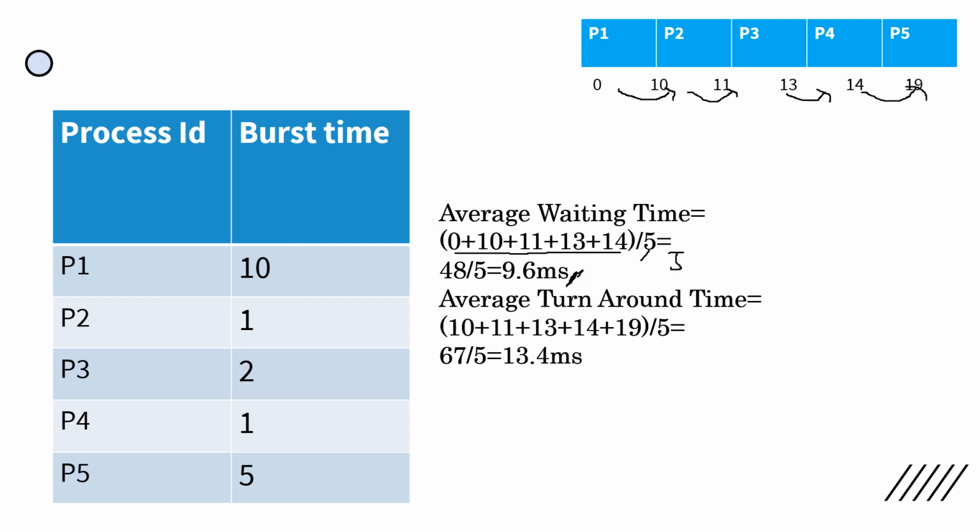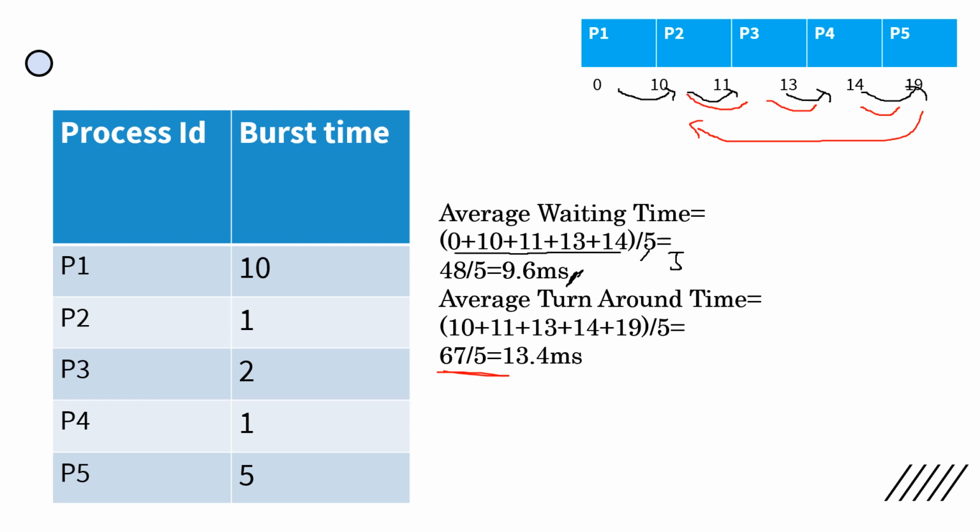The same for the turnaround time. For turnaround time, we are considering the P1 value as 10. So 10 plus 11 plus 13 plus 14 plus 19, divided by 5. So we get 67 divided by 5, which is 13.4.